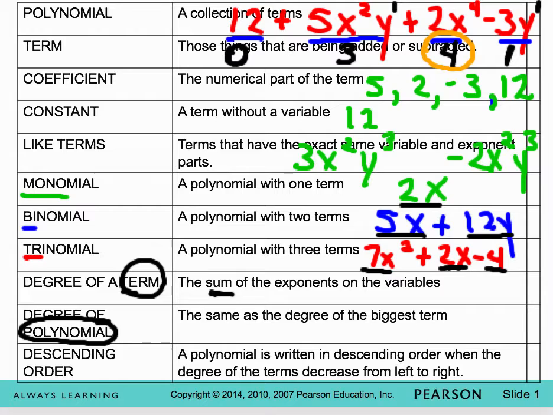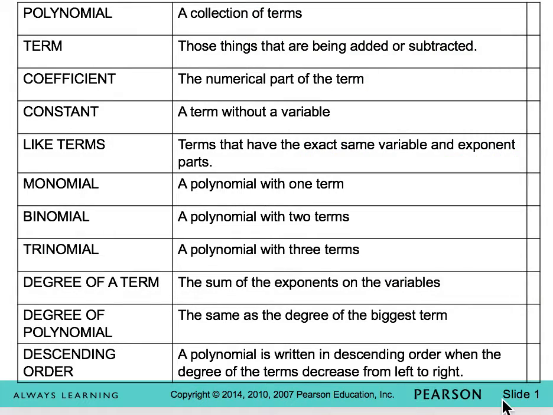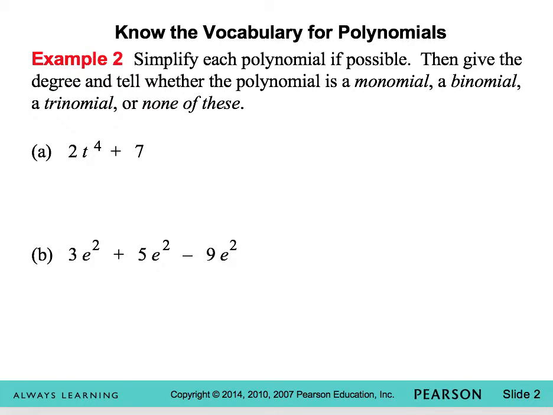Okay, so a little bit of terminology there. Let's see what we have. Know the vocabulary, know that terminology. Simplify each polynomial if possible, then give the degree and tell if it's a monomial, a binomial, a trinomial, or none of these. Right? If it has more than 3 terms, it doesn't have a specific name, we just call them polynomials. These are also polynomials, but they have a more specific term.